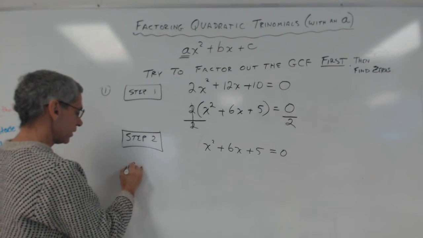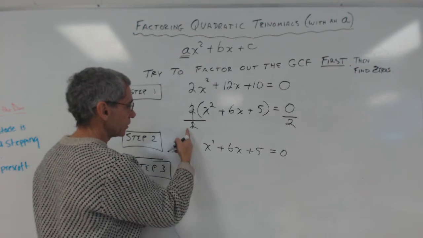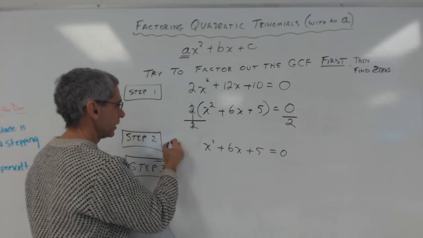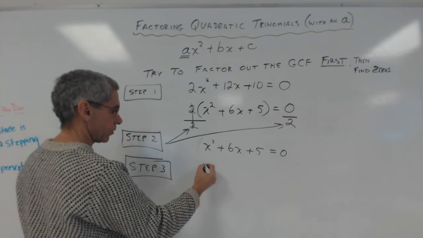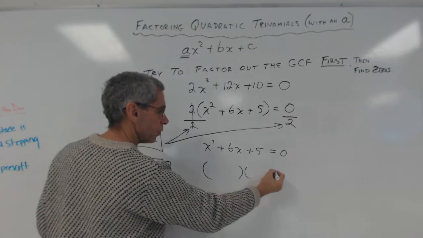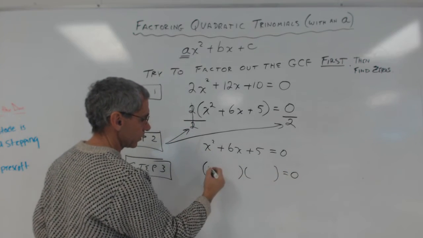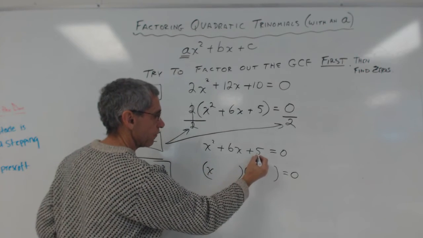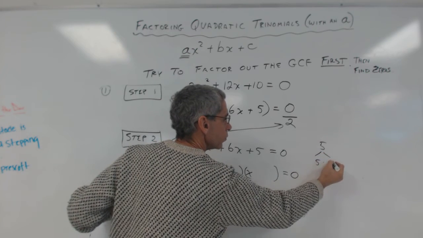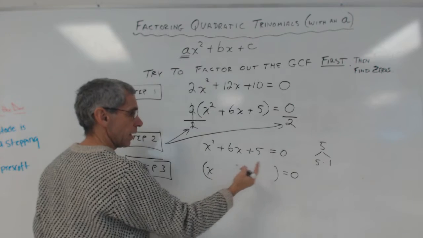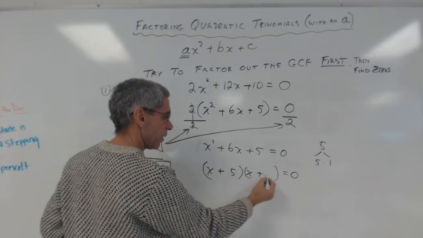All right, so now you have what you're used to, right? So here now we're going to do our step 3. Our step 2 was actually dividing by the 2. Our step 3 is to factor it. So I'm going to go parenthesis, parenthesis, equals 0. x times x equals x squared. Okay, factors of 5 that add to 6. 5 times 1, 5 plus 1 is 6, that's it. And they're all positive, they've got to be positive. So positive 5, positive 1.